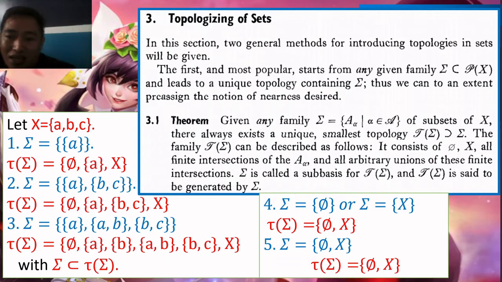So, next, example number 2. What if sigma has two elements? The singleton A and then the set containing B and C. So, class, our tau sigma, again, is always unique and is the smallest topology that contains sigma. Therefore, all elements of sigma must be elements of tau sigma. Okay, sigma is contained there. The empty set and X are there, and all elements of sigma are there too. So sigma is a subset of tau sigma.